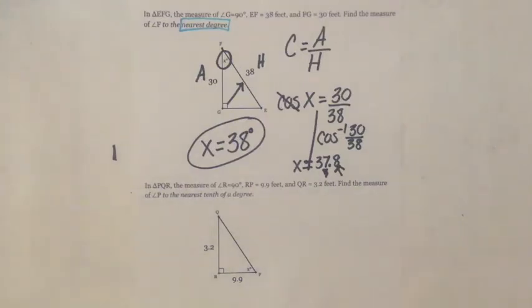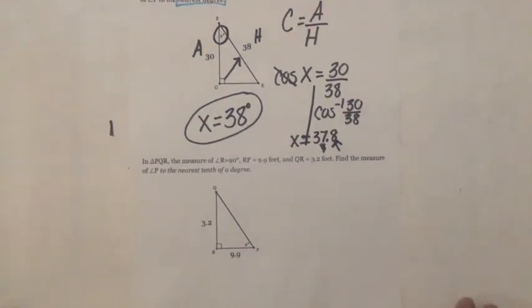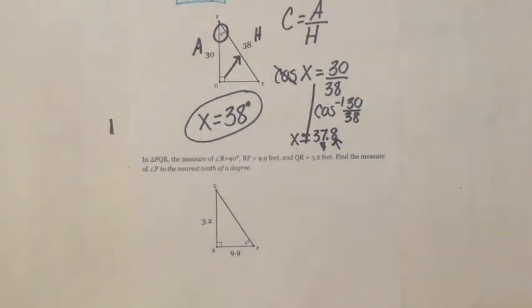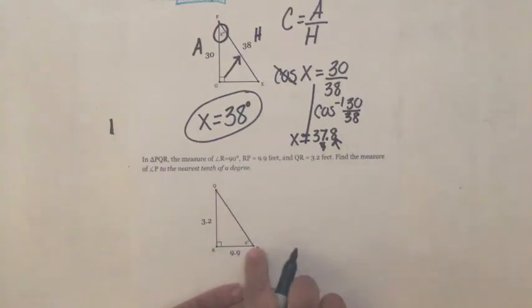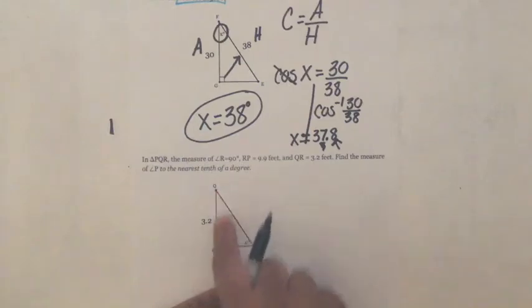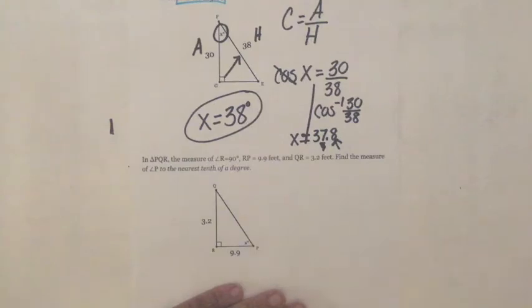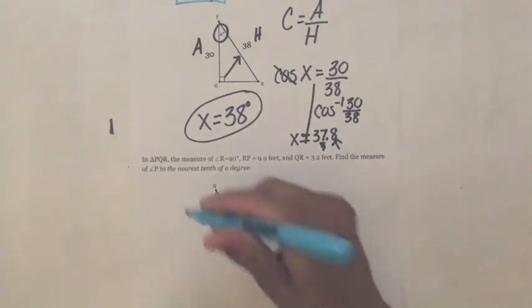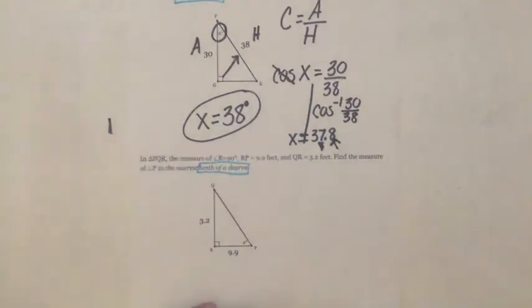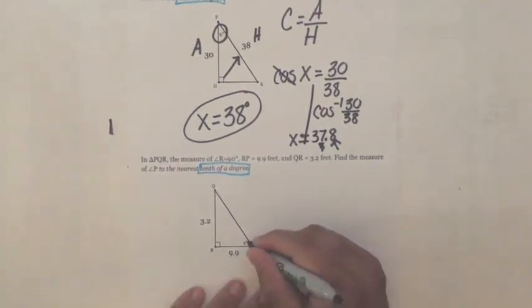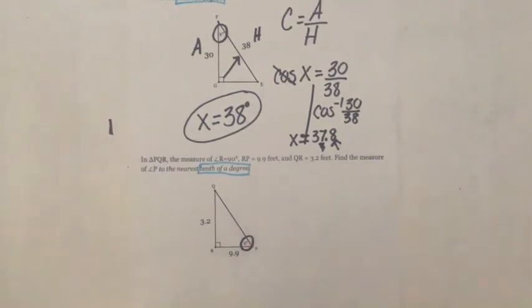Okay. Now, in the second example, we're going to read, let's move it up a little bit here. Okay, in triangle PQR, the measurement of angle R is 90. From R to P is 9.9. From Q to R is 3.2. Find the measure of angle P to the nearest tenth of a degree. So now we're going to round to the tenths place. So let's start here by circling our reference angle, which is x.